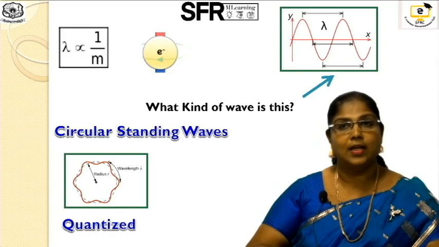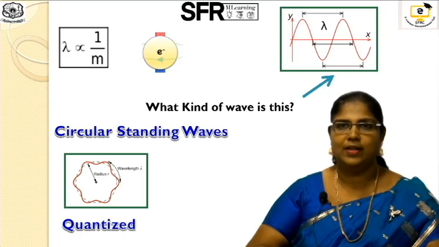Now, we have to understand that these electrons move as waves, and these electrons are moving as circular standing waves around the nucleus, and these waves have integral numbers of wavelength around the nucleus, and therefore they are quantized. And what kind of wave is this? This is a stationary wave.